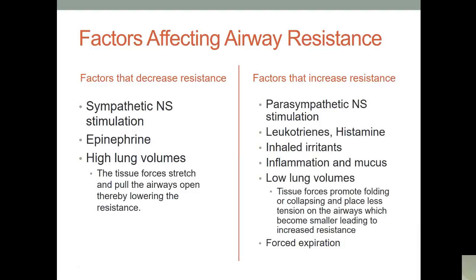Some factors that increase the resistance: parasympathetic stimulation. Things such as leukotrienes and histamines. Remember we talked in topic 3 about how histamine causes bronchoconstriction, and leukotrienes cause bronchoconstriction.